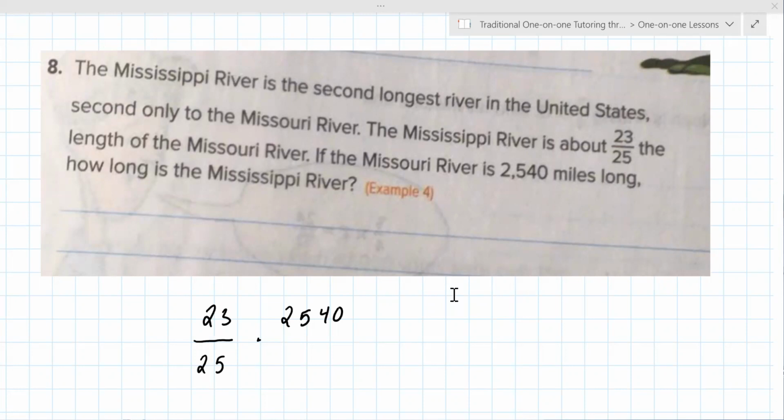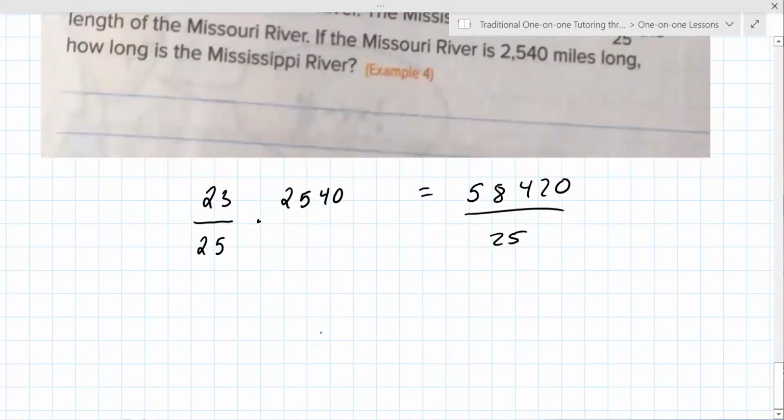Okay. Can you check this on the calculator just in case? Yeah, the answer is 58,420. Yep, got it right. Okay, now we have to do more though. We have to divide that by 25. So that's where this gets into territory of like, man, it's a lot.